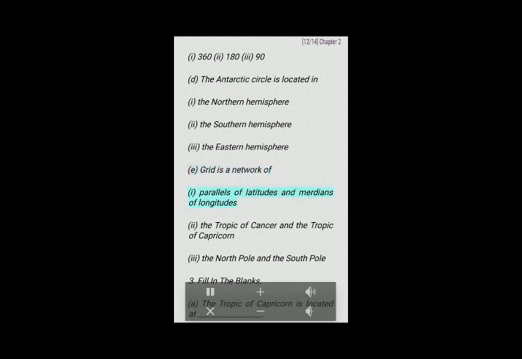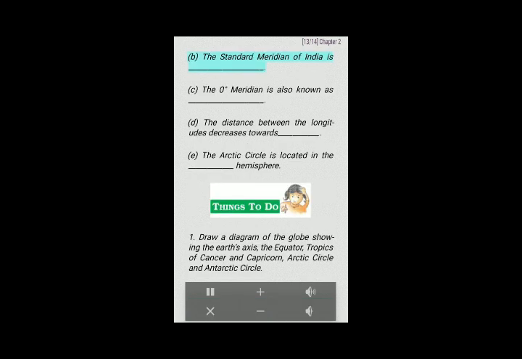E. Grid is a network of: parallels of latitudes and meridians of longitudes, the Tropic of Cancer and the Tropic of Capricorn, the North Pole and the South Pole. 3. Fill in the blanks. A. The Tropic of Capricorn is located at blank. B. The standard meridian of India is blank. C. The 0 degrees meridian is also known as blank. D. The distance between the longitudes decreases towards blank. E. The Arctic Circle is located in the blank hemisphere.